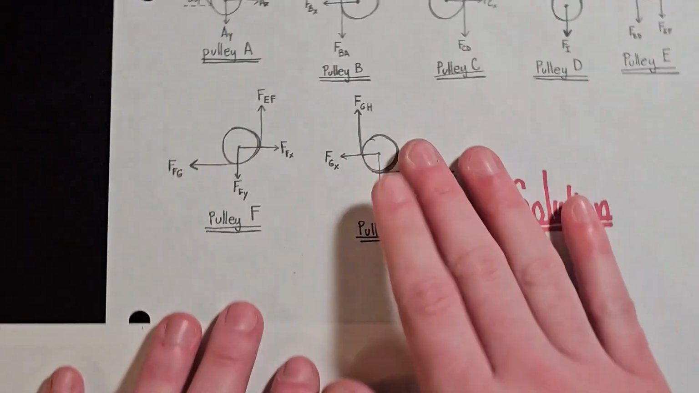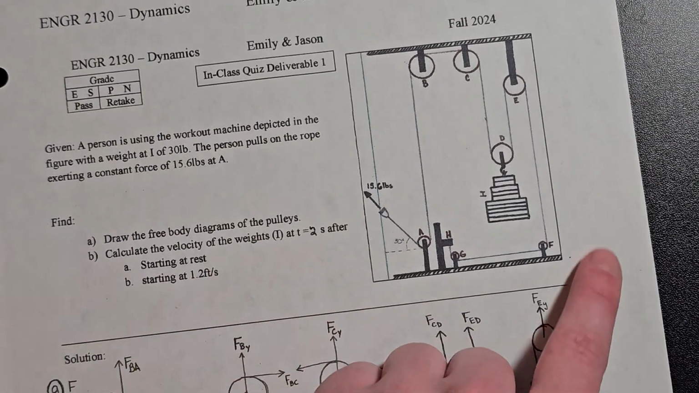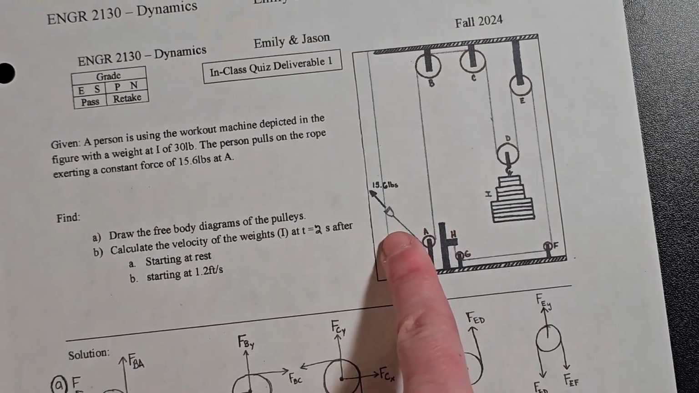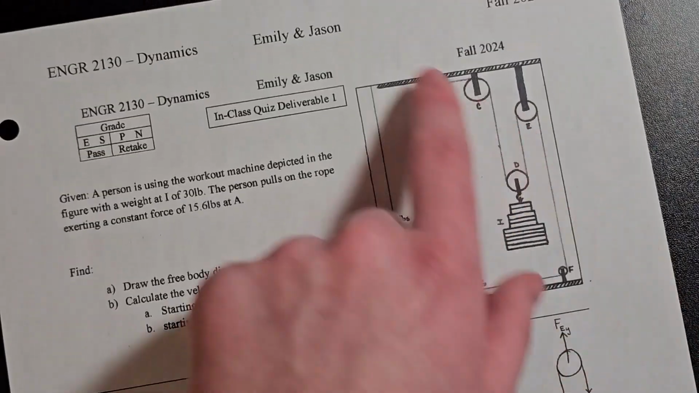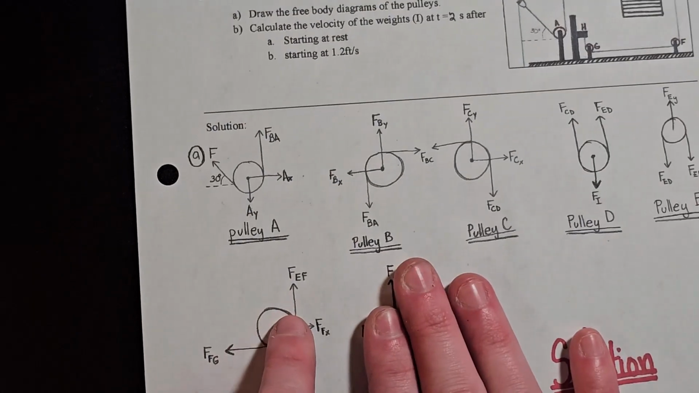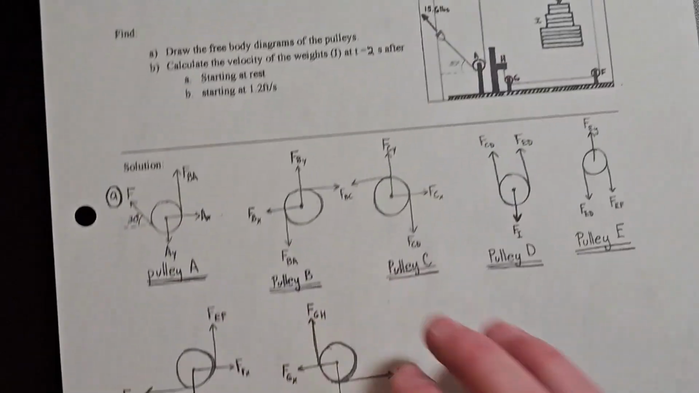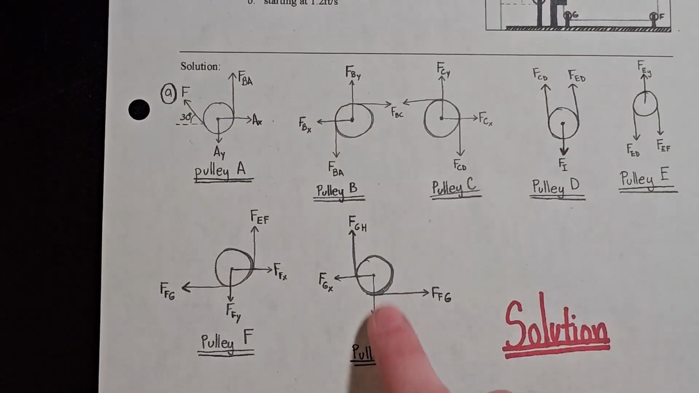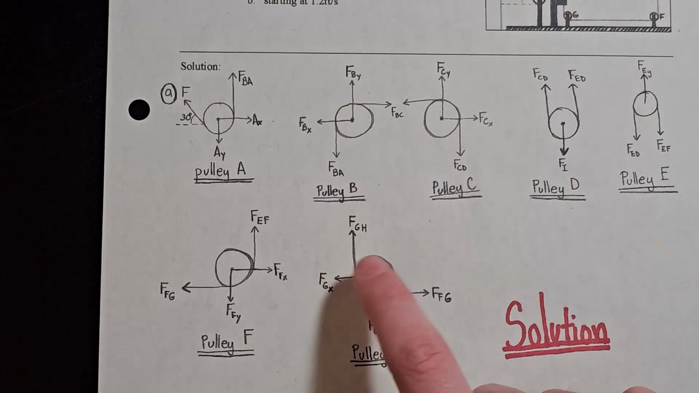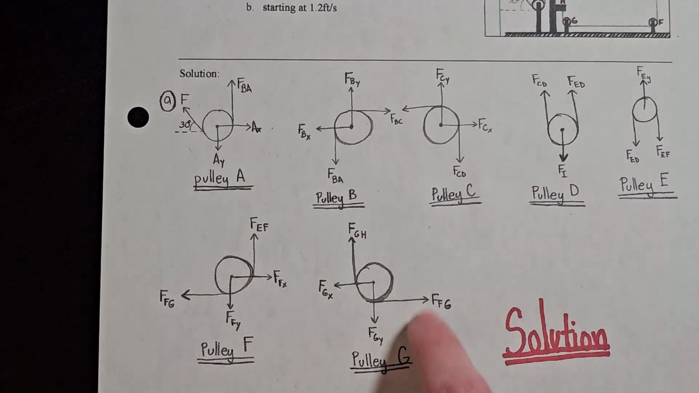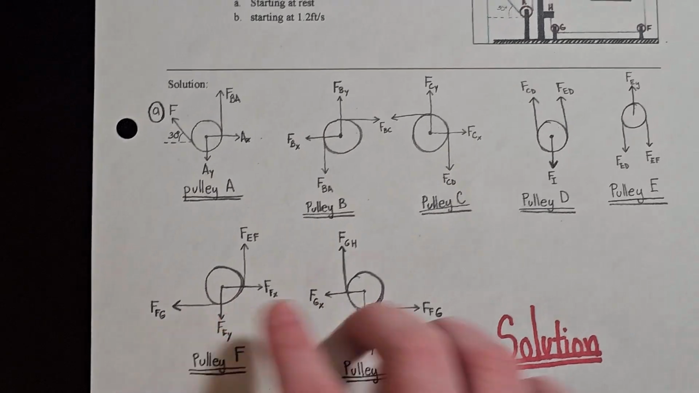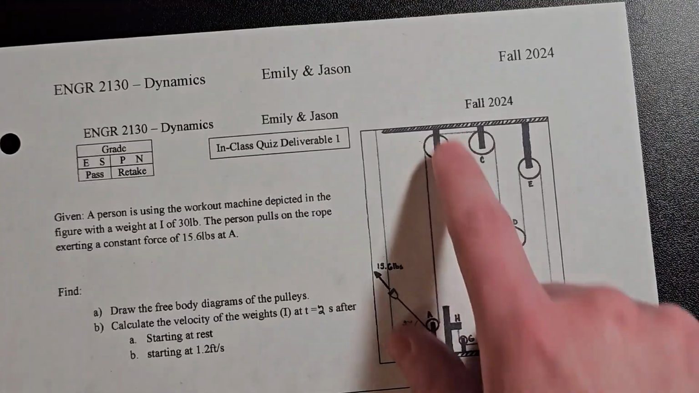Then if we go to pulley F, which is down here, the same as pulley A and pulley B, just flipped, there are the pin forces in the X and the Y direction, and then the tension of the rope. And then the exact same thing for pulley G, the tension in the rope, and then the pin forces. And again, force FG would be the same here as it would be here.